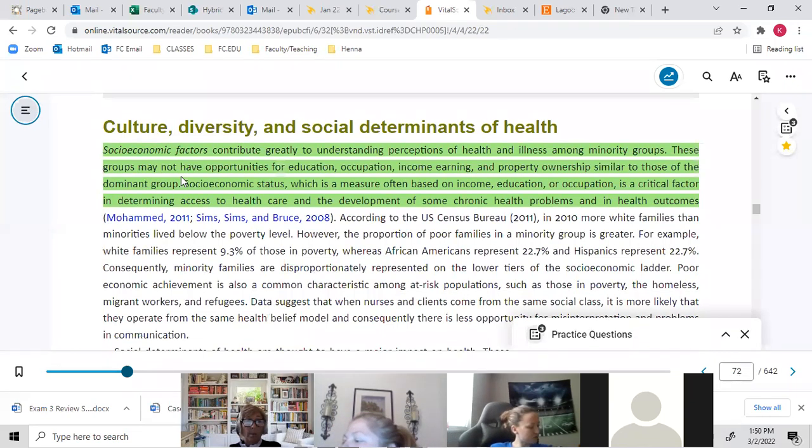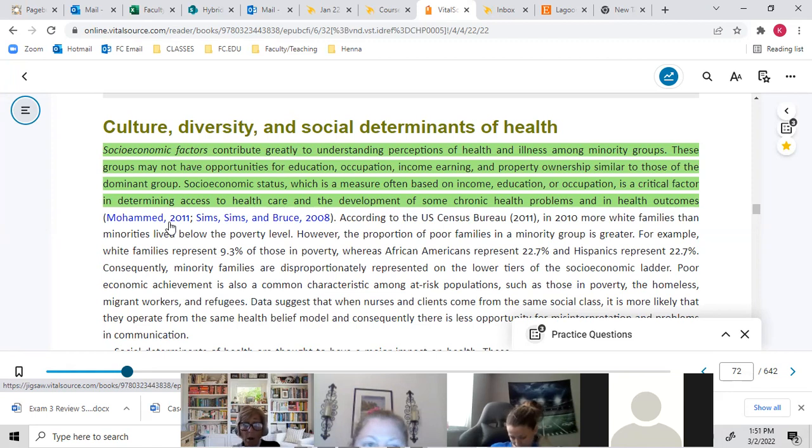Okay, this is important to know as well. Socioeconomic factors contribute greatly to the understanding perceptions of health and illness among minority groups, right? So among minority groups, they may not have the opportunities for education, an occupation, income earning, property ownership similar to those in the dominant group. Right? Socioeconomic status, which is a measure often based on income, education, or occupation, is critical in determining the access to healthcare and the development of some chronic problems and health outcomes.